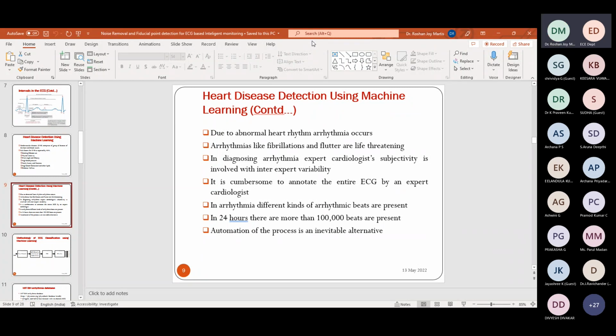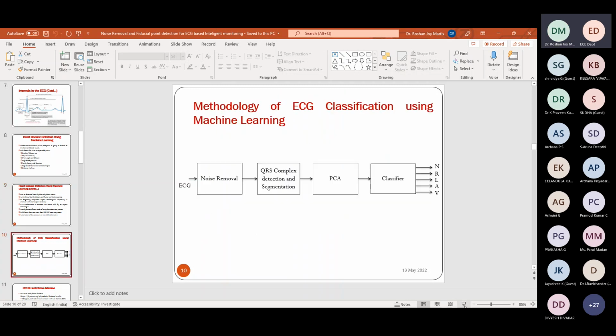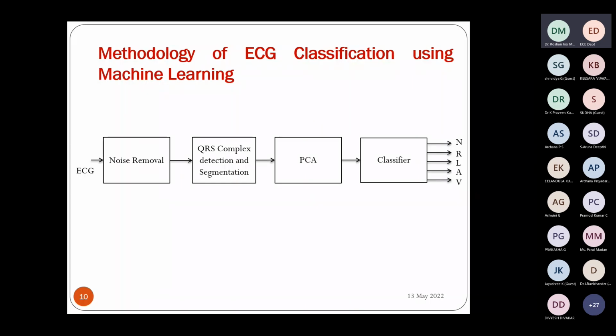So in arrhythmia, different kinds of beats are available. If you monitor a 24 hours ECG, there are more than 1 lakh beats present in that ECG. So automation of marking every peak in the ECG becomes very difficult. Automation of the procedure using artificial intelligence and machine learning is a solution for that. So this is a simple methodology where ECG can be processed.